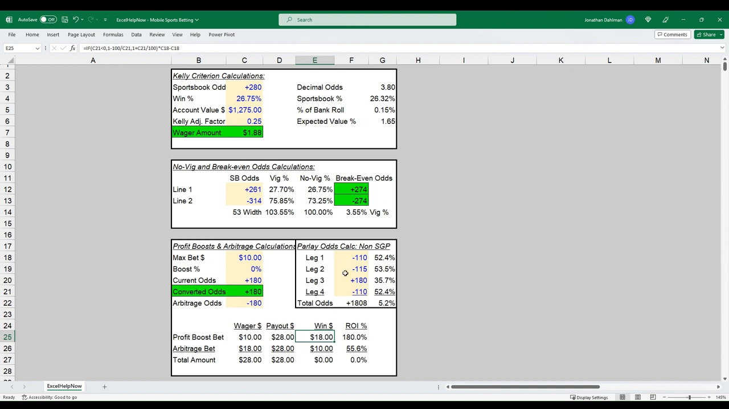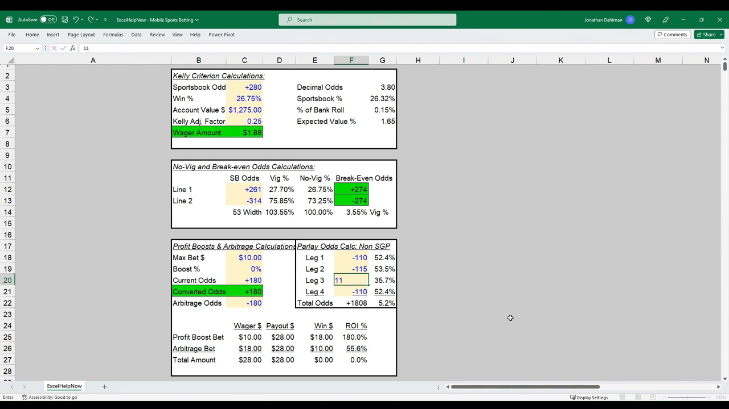And then over here on the right is the final piece of the model, and that is for parlay odds, non-same game parlays. So these are all round robin parlays. I have four legs here. You can clear out one if you just want to do a three leg or a two leg, whatever you want to do, because the math's going to work out. I have the logic, so you can remove one leg or two legs if you want. But this is going to tell you what the percentages are. So we're going to put in our American odds. It's going to convert those to implied win percentages, and then you'll get the total odds for your parlay. So 1808, 5.2% chance of hitting on this.